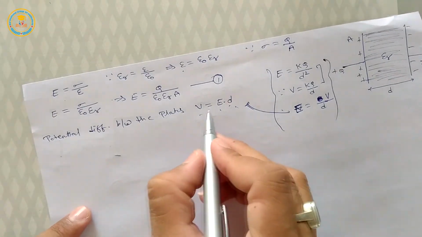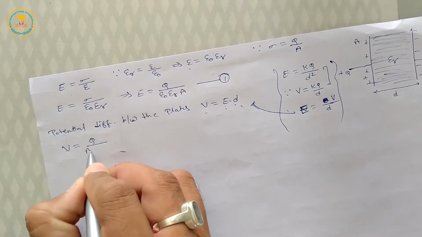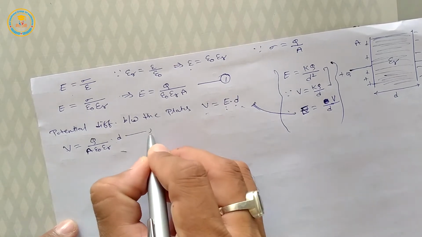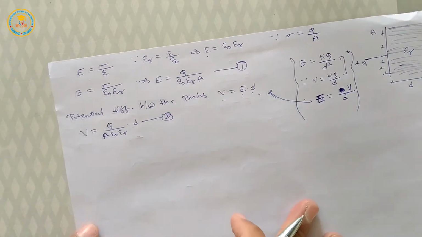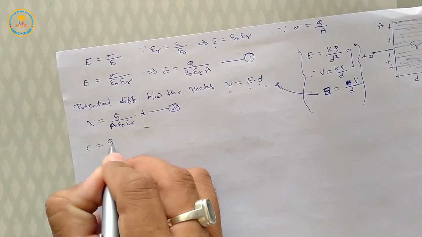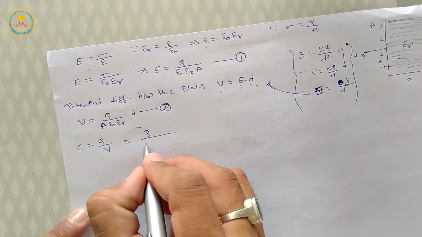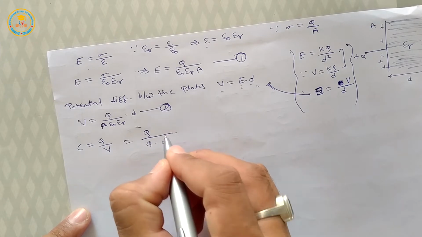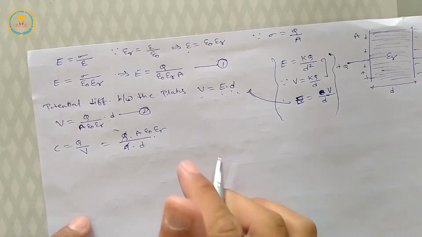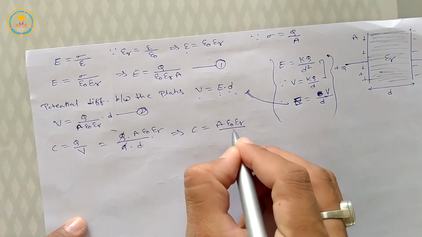Okay. Now put the value of E in this equation, then we get V is equal to Q upon A epsilon naught epsilon r into d. This is the potential difference between the plates of the capacitor. Then the capacitance of the capacitor C is equal to Q upon V. Put the value of V, then Q into d into A epsilon naught epsilon r upon Q. Q cancels out, then we get C is equal to A epsilon naught epsilon r upon d.